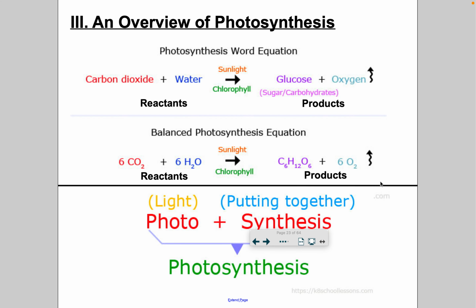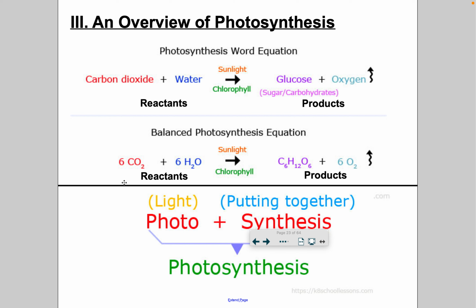So an overview of photosynthesis, focusing in on the word equation here. Basically, you're taking CO2 and water. Those are the reactants, things that go into something, as well as some sunlight. This takes place in the chlorophyll. Chlorophyll absorbs that sunlight, and you are going to make 2 products: sugar, aka glucose, and oxygen.